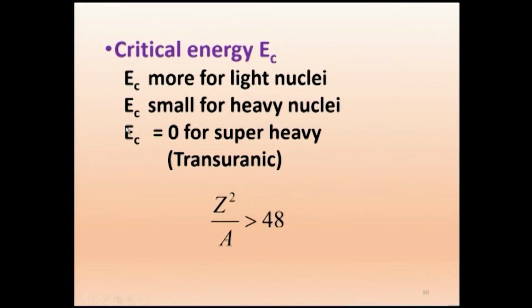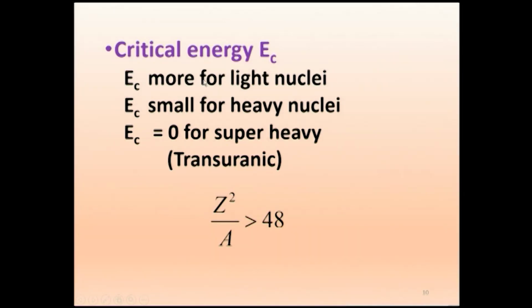This critical energy was studied by Bohr and Wheeler, and they derived an expression: Z squared by A is greater than 48. We did not derive that, but we will just recall the final expression. This is the condition for spontaneous fission. If you have a nucleus with Z squared by A greater than 48, such a nucleus will not exist in nature, because it will undergo fission spontaneously. So any nucleus available in nature will have Z squared by A less than 48. That is the test.